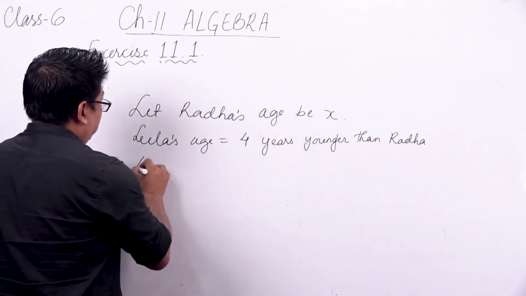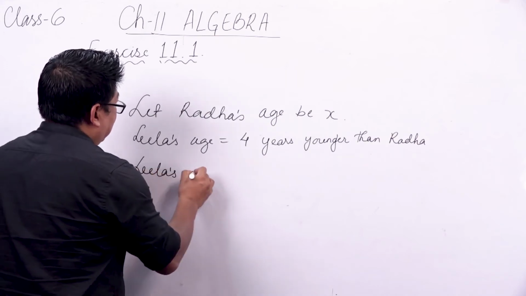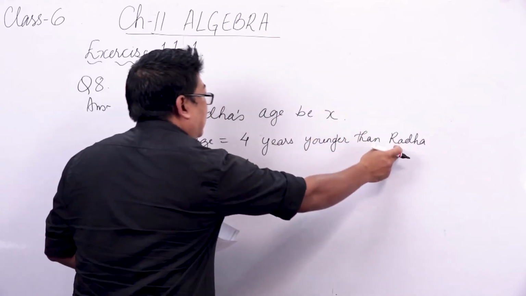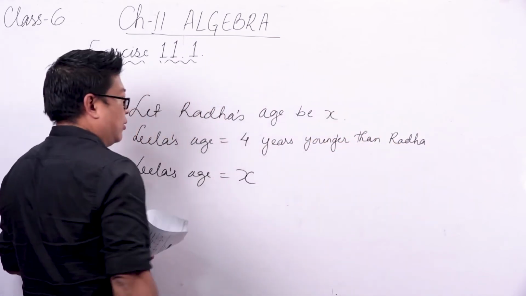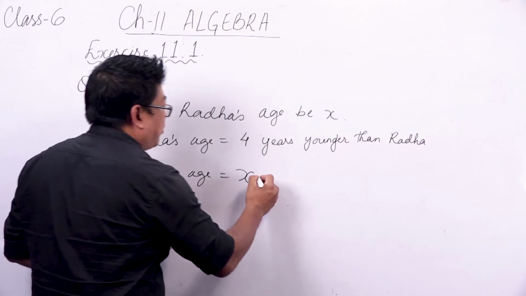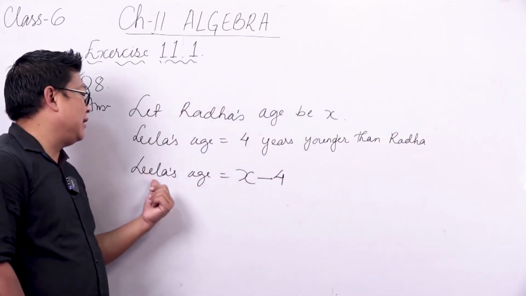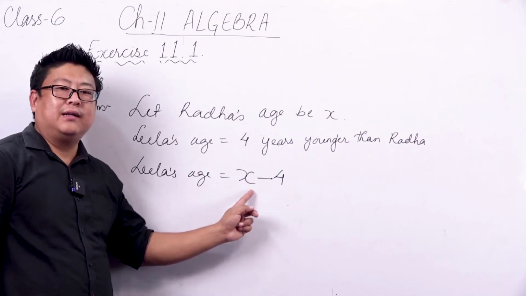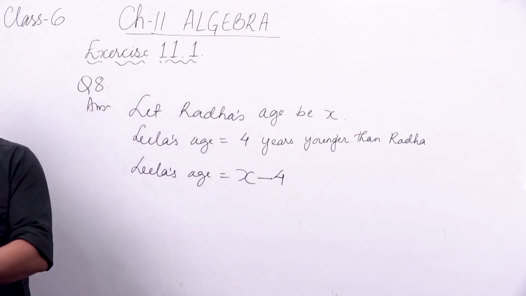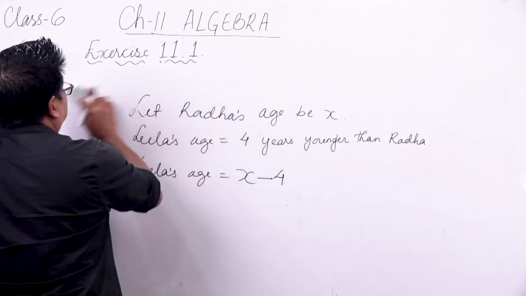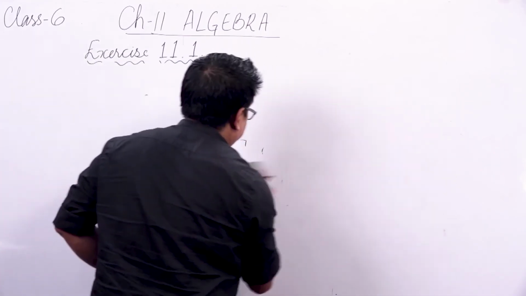So what do we have to do? We can write like this. Leela's age is equal to 4 years less than Radha. How old is Radha? Radha is X years old. Now to find Leela's age, we have to minus 4. Okay, that means Leela is 4 years younger than Radha. So this is the answer for question number 8. Let's move to question number 10.